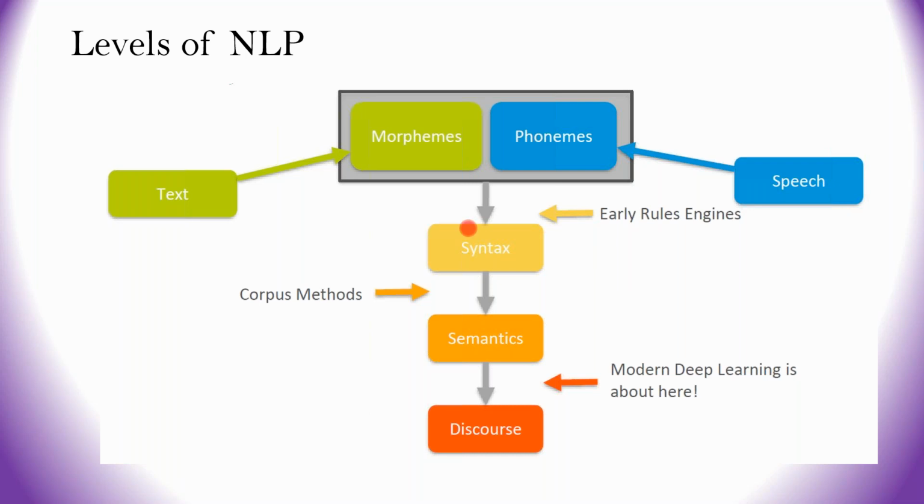After these two, we develop a syntax out of the words spoken in morpheme and phoneme. Then using that syntax, we refer to the corpus available on the internet. Those corpus methods allow us to derive the inner meaning, or the semantics, from the language that was spoken. Then here we can apply machine learning or deep learning methods to derive better discourse analysis out of the complex sentences. This is just an example of how the levels of NLP are carried out in natural language processing.